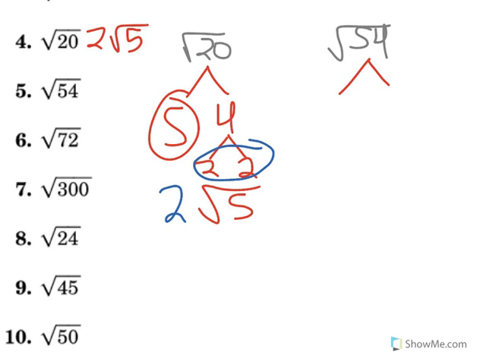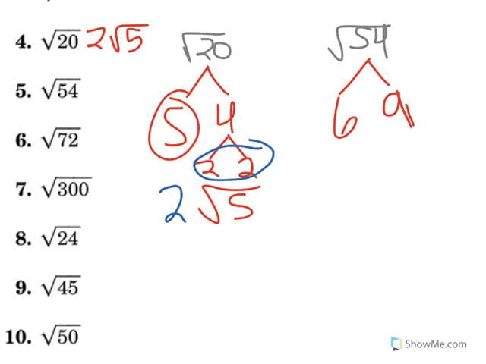Alright, square root of 54. I know that 6 goes into 54, and I know that 9 goes into 54. Now, if you didn't realize that, you at least can tell that 54 is an even number, so you at least could say 2 goes into it. How many times? You'd say 27. So you could do 2 and 27. But just for the sake of spreading it out, I'm going to do 6 and 9, because 6 goes into it 9 times. 6 and 9.